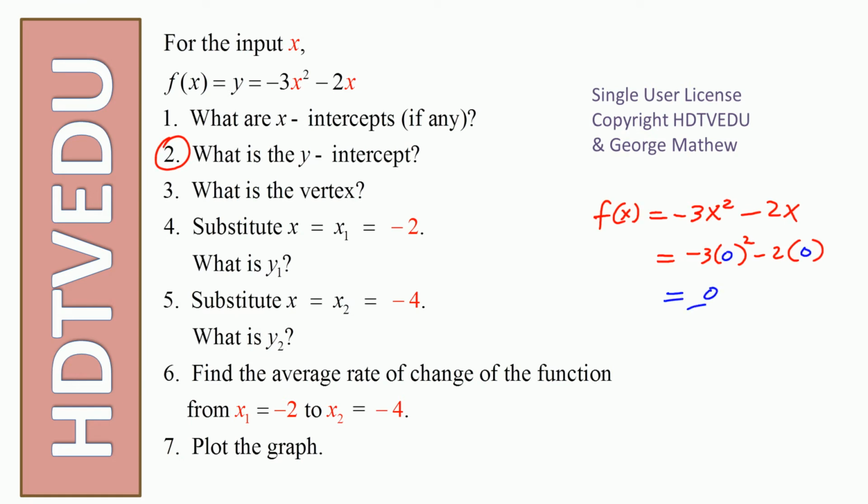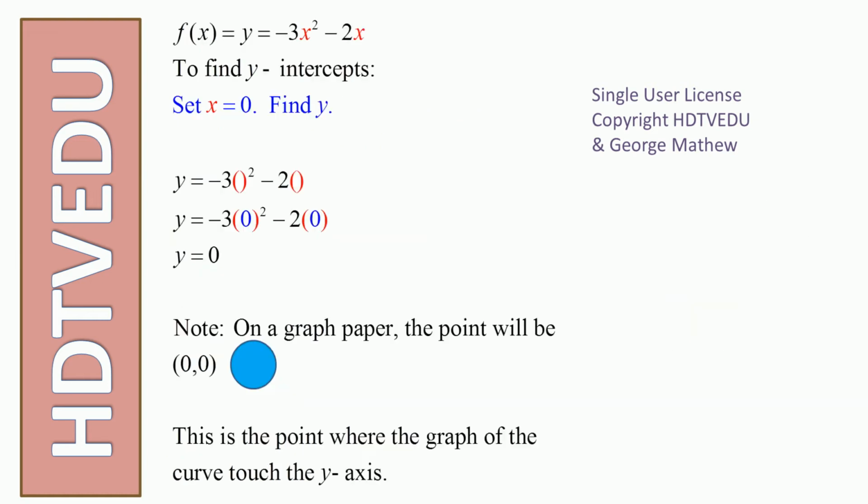And what do we have? So what is our y-intercept? It is 0, 0. That is the point where the graph touches the y-axis. So minus 3x squared minus 2x is our function. Substitute x equals 0. And in the space occupied by x, we substitute 0. And we get 0. So our point on the graph paper is 0, 0. That is our y-intercept.